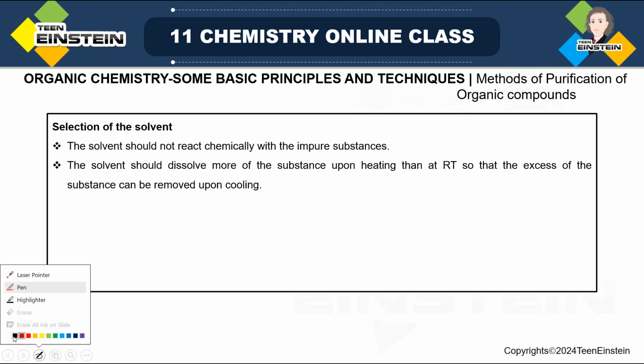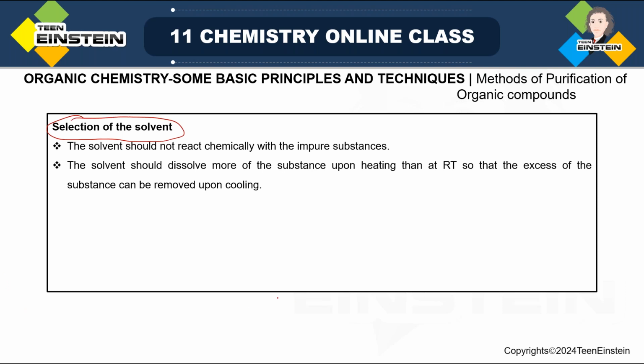So the first step for crystallization is you have to choose the solvent properly. Now, it goes without saying that the solvent should not react chemically with the impure organic compound that you want to purify, because if some chemical reaction occurs, your purpose will not be fulfilled, right? So this must be the condition. The solvent should not react.